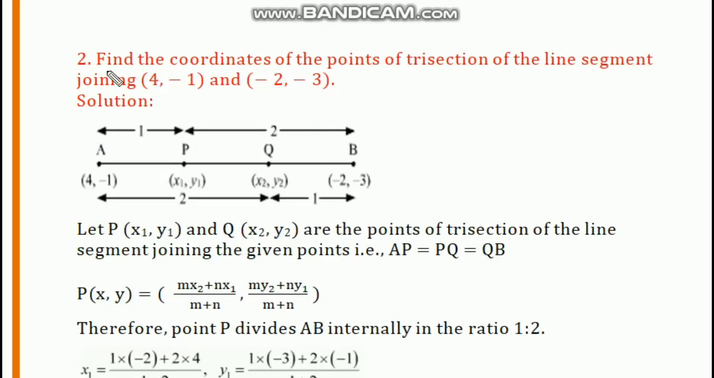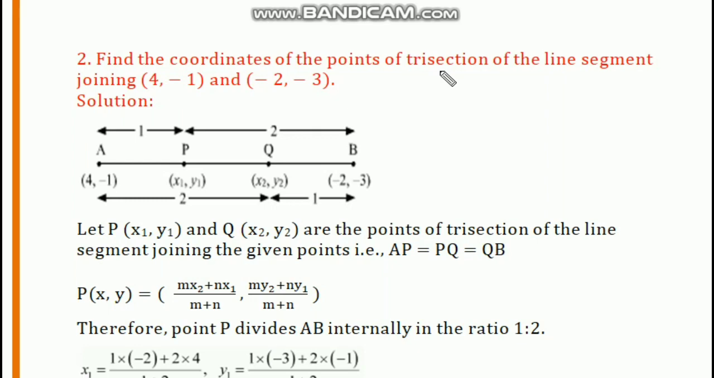Students, let's discuss exercise 7.2, second problem. Find the coordinates of the points of trisection of the line segment joining (4, -1) and (-2, 3). Actually these are the coordinates of the given line segment, and we need to divide it into 3 sections. So that is trisection.